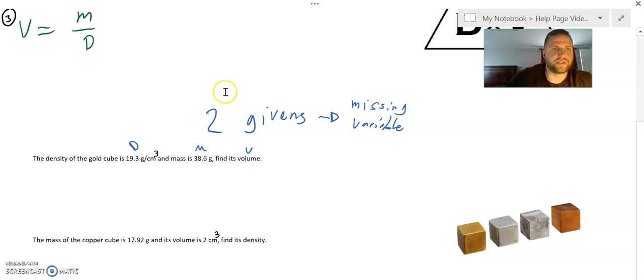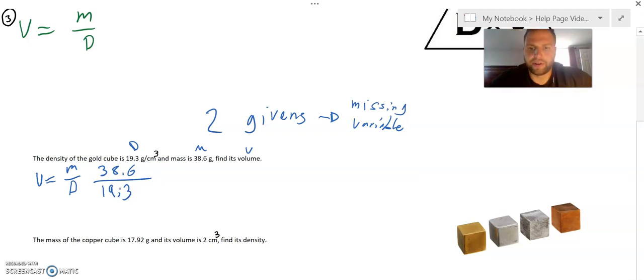So what it looks like we're going to do is pick this last equation here off the top. So let's go ahead and write that down. Volume is equal to mass divided by density. Let's plug in our numbers for mass and density. So our mass is 38.6. Our density is 19.3. At this point, we grab our calculator. Let's do it together. So 38.6 divided by 19.3. Our answer is going to be 2 centimeters cubed.